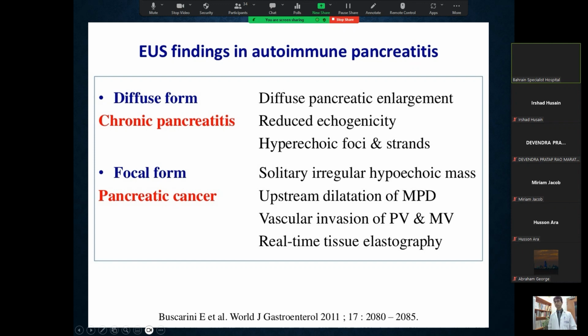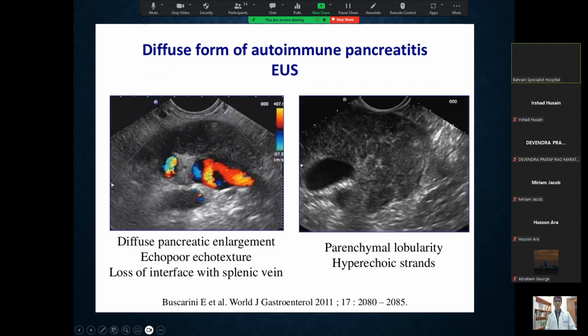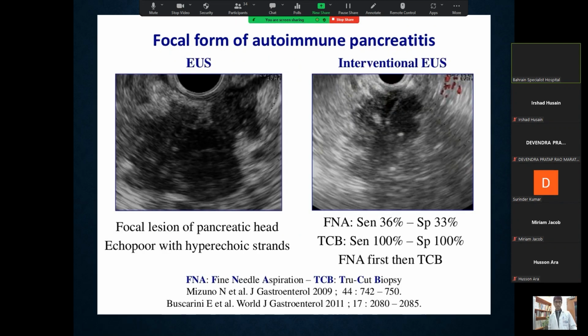Upstream dilatation of the main pancreatic duct and vascular invasion of the portal vein or other veins can be seen. Real-time tissue elastography can also be used. We'll see these images one by one. If we can see, this is a diffuse pancreatic enlargement with echo-poor texture. Here we can see lobularity with strands. This is also typical of autoimmune pancreatitis. This is a focal mass, a focal lesion in the head with echo-poor texture and hyperechoic strands also.